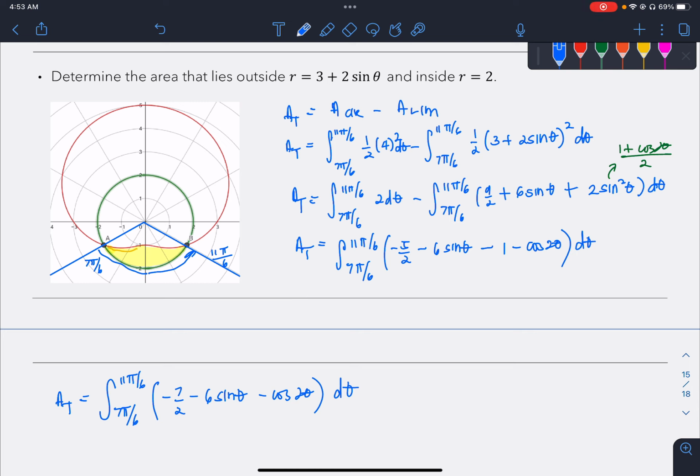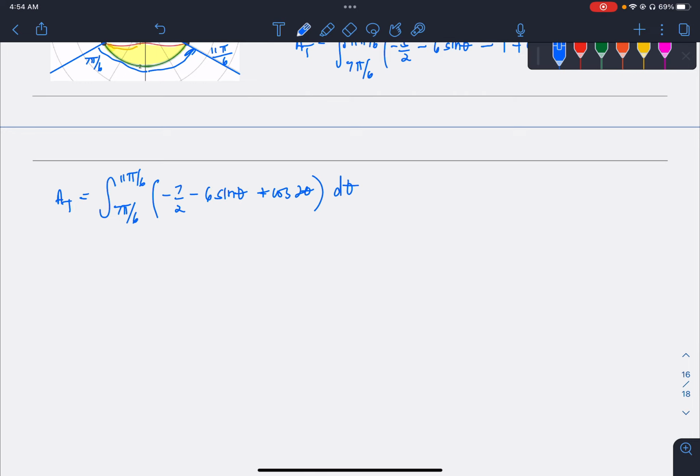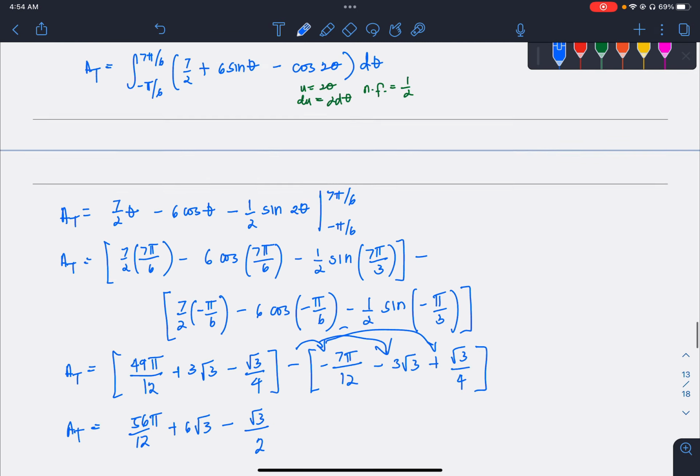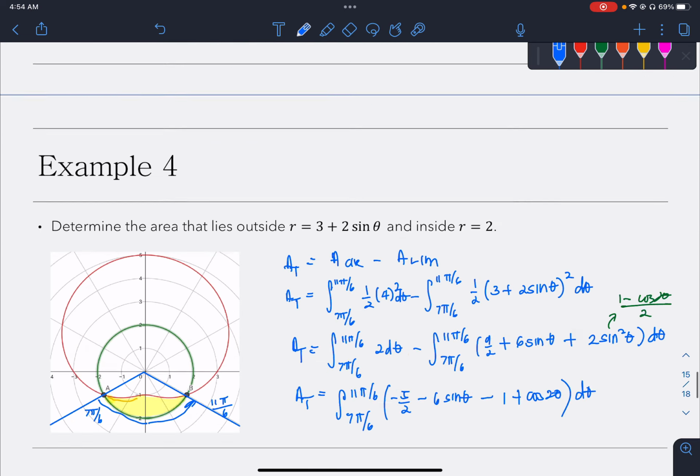Oh, sorry. Sine theta is negative. So this should be 1 minus. So therefore, this will be. Okay, so this is plus, but then this one will become plus cosine 2 theta. So nag-alternate sign lang sila. No? So this one is positive, positive, negative. So this time around, it's negative, negative, positive.